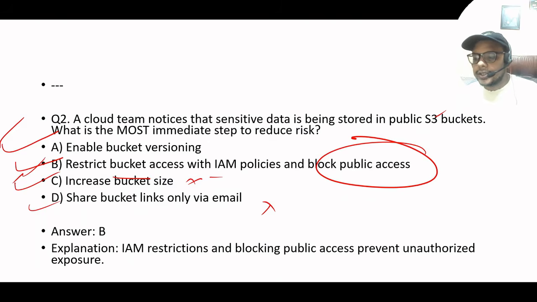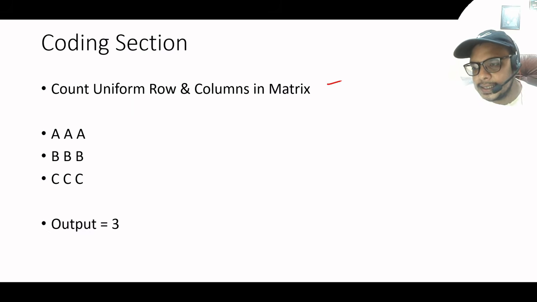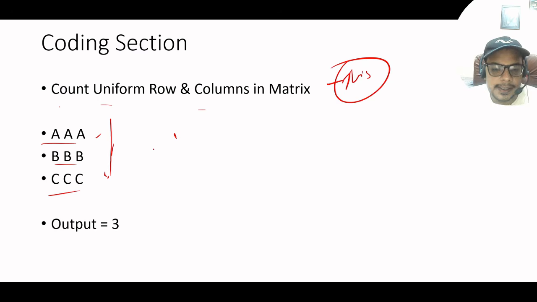Now talking about the coding question, what kind of actual coding question did they ask? This was the coding question they asked this year. This was count uniform rows and columns in the matrix. If you can see here, there are a total of 3 uniform rows, like AAA, this is same, this is same, this is same. But there are no uniform columns. Columns are different, right? So the output will be 3.